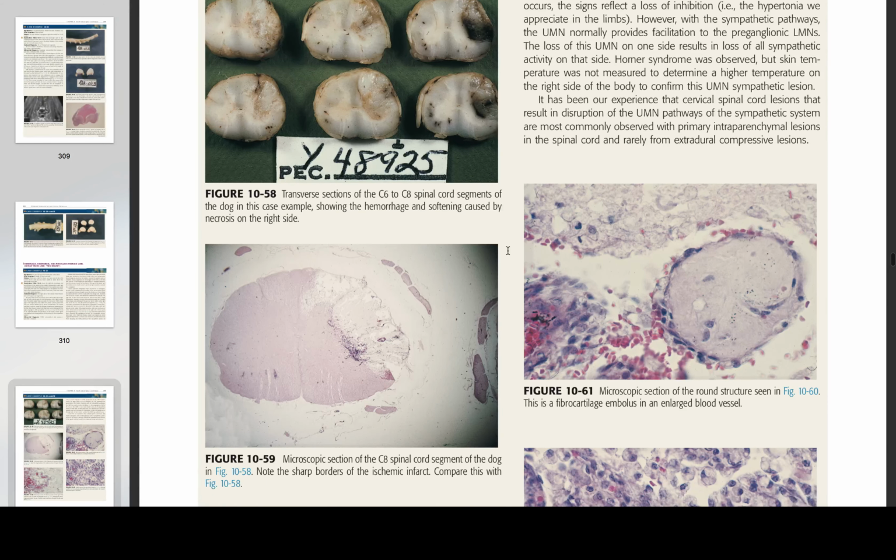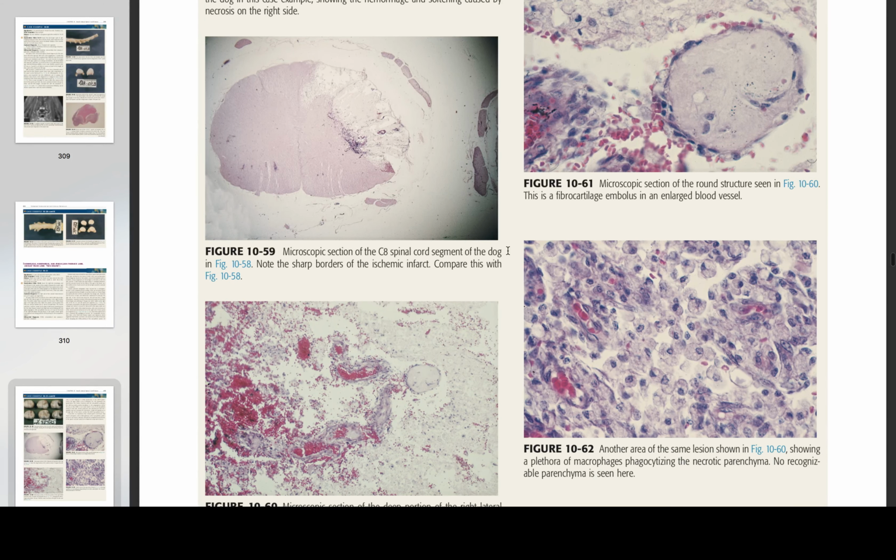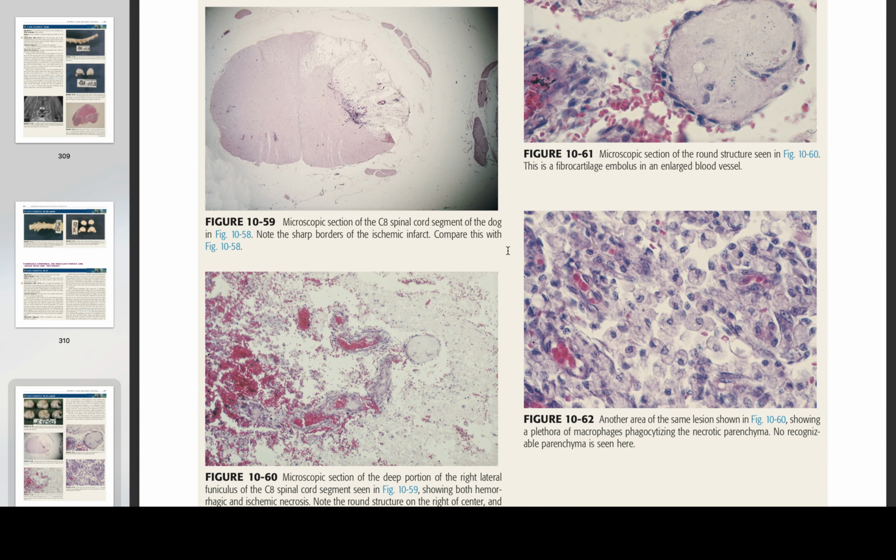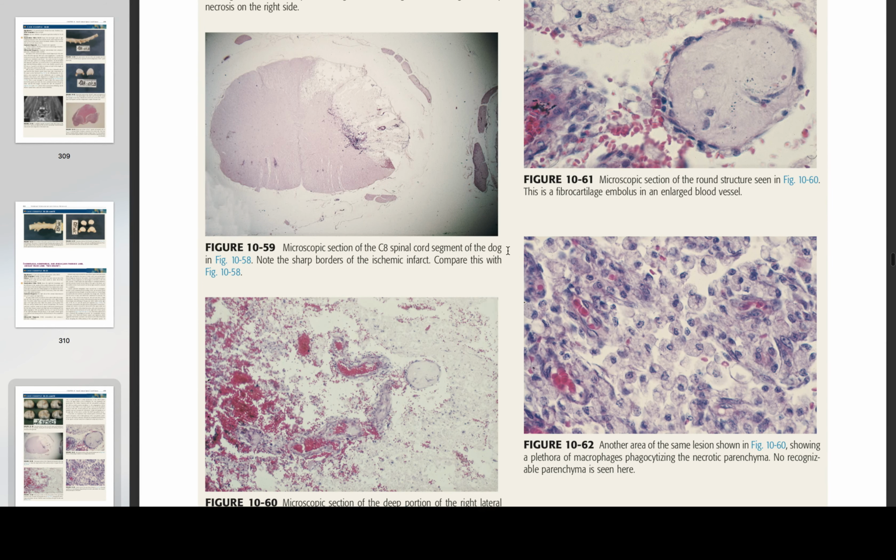Figure 10-58. On microscopic examination, this gross lesion represented a severe hemorrhagic and ischemic necrosis of almost all of the gray matter and adjacent white matter of the lateral funiculus, with some involvement of the dorsal and ventral funiculi, all on the right side of these spinal cord segments. Figures 10-59 through 10-62. Numerous arteries and veins contained fibrocartilaginous emboli.